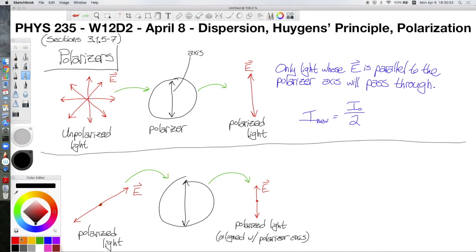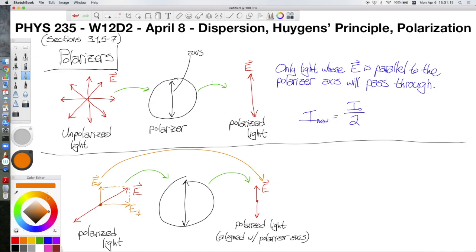And what's happened here is that one of the components of the initial electric field has been eliminated. We could refer to this component as E parallel, the component of the electric field parallel to the polarizer axis, and this is the part that survives.